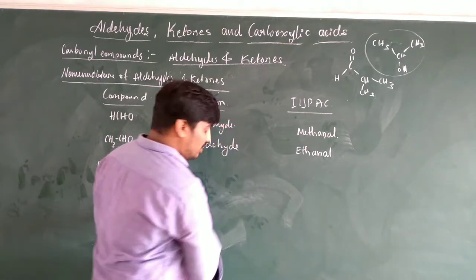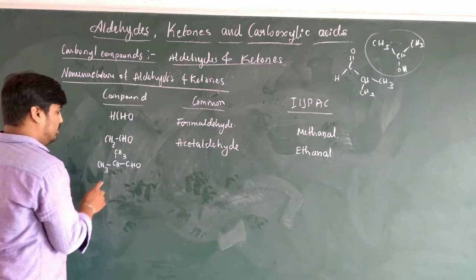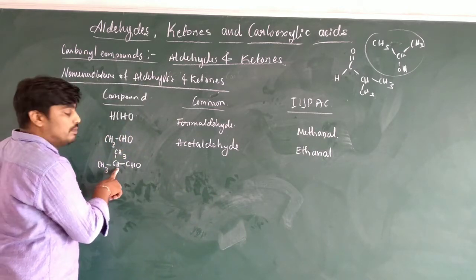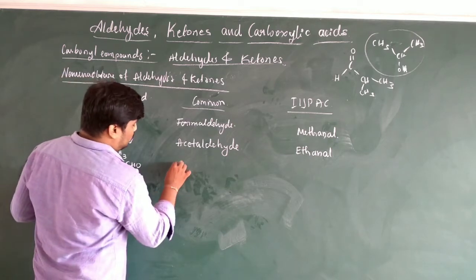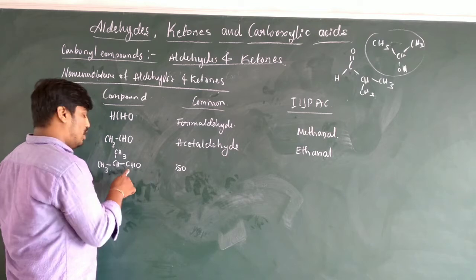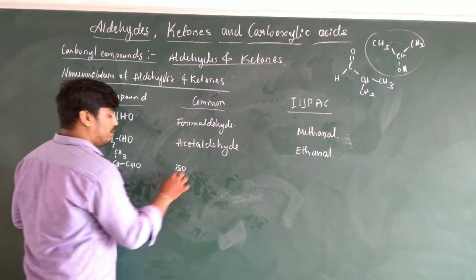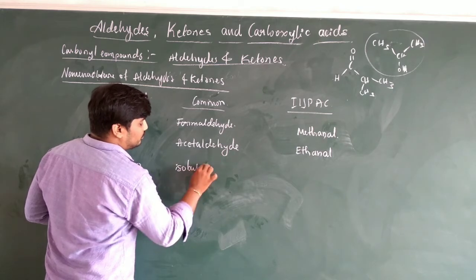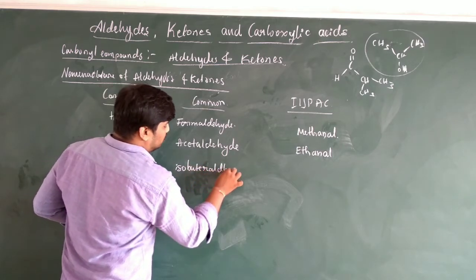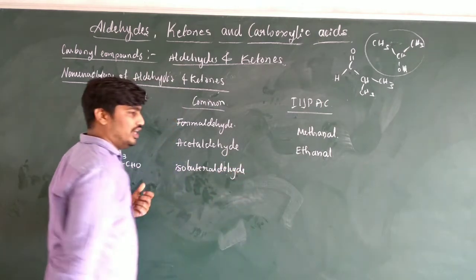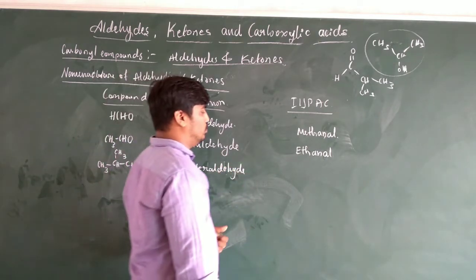Okay, so a similar kind is observed here. See, 2 CH3 groups are attached and a functional group is attached. Because of that, it is iso. How many carbons? 1, 2, 3, 4. 4 carbon, therefore but. Butyraldehyde. Isobutyraldehyde.